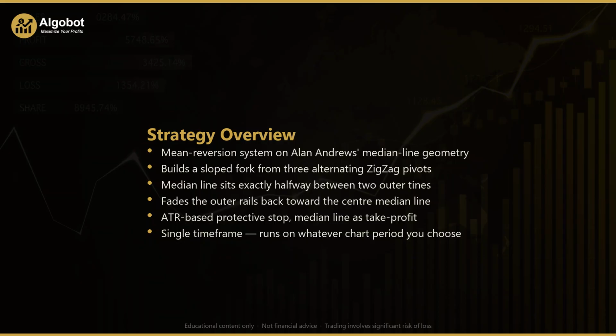The strategy continuously tracks a zigzag of alternating swing highs and lows using a fractal pivot test. It takes the 3 most recent alternating pivots and draws a central median line, along with 2 parallel outer lines called tines. The median line always sits exactly halfway between the 2 tines, which makes it a natural target to aim for. The approach leans on an observation Andrews described many years ago, that after price reacts away from a well-formed median line, it tends to return to that line the large majority of the time. This is sometimes referred to as the 80% rule. The strategy uses that tendency as its educational premise: fade the outer rails and target the center.